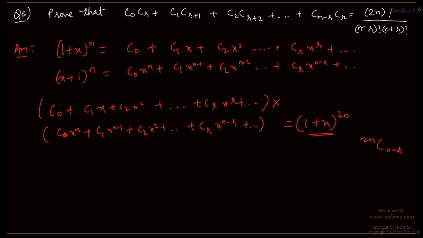So what we do is, we just compare the coefficients of x power n minus r. Why do I take x power n minus r? Actually, you can argue that we could have taken x power n plus r, because both of them will give the same binomial coefficient because of the symmetry.